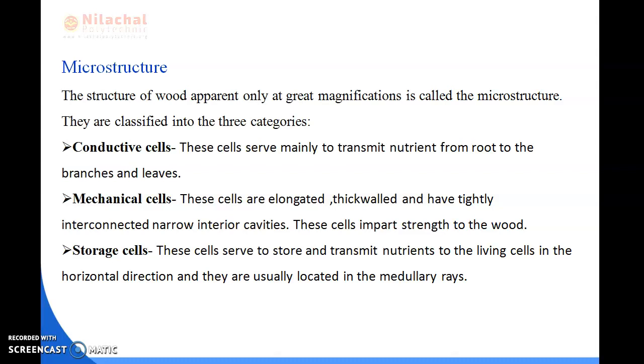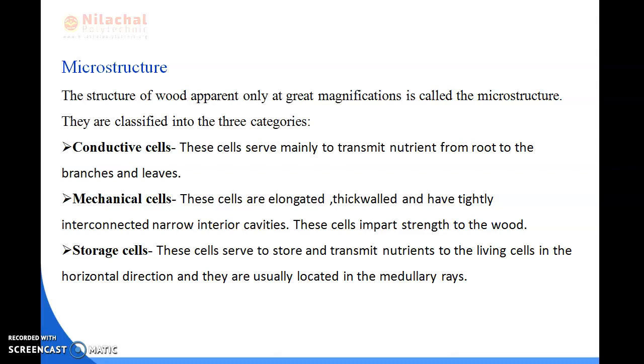The conductive cells serve mainly to transmit the nutrients from the root to the branches and the leaves. Okay, these conductive cells serve mainly to transmit the nutrients from the root to the branches and the leaves. So next one is mechanical cells.